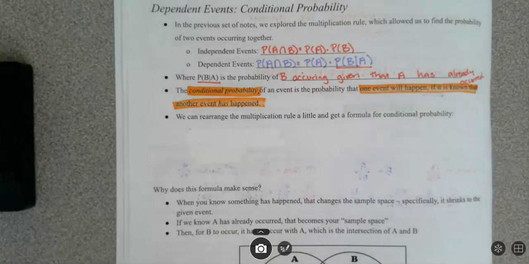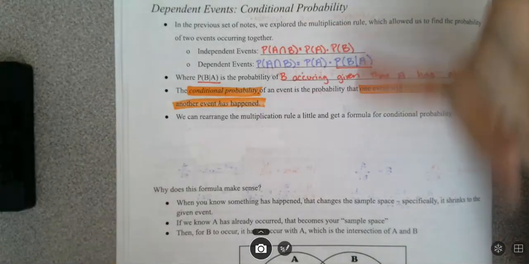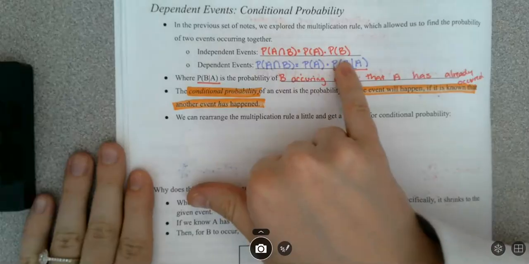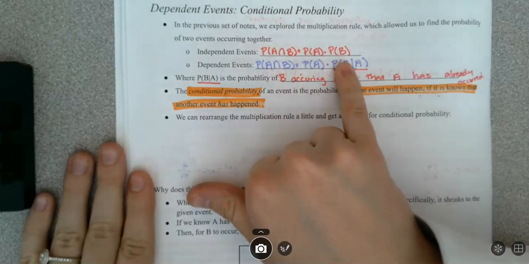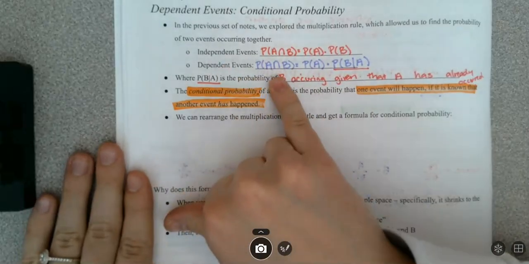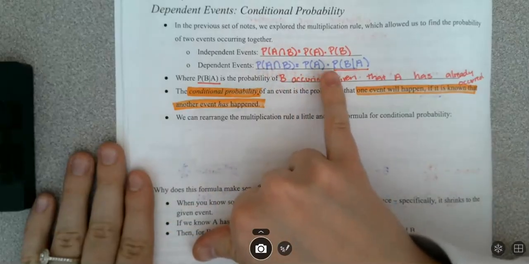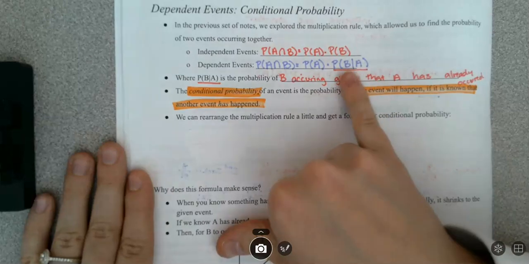Alright, hello everyone. So we're going to talk about dependent events with conditional probability. We've already talked about independent versus dependent, and we already wrote down the formulas from the previous lesson. For independent events, the probability of A and B is equal to the probability of A times the probability of B. For dependent events, the probability of A and B equals the probability of A times the probability of B given A.